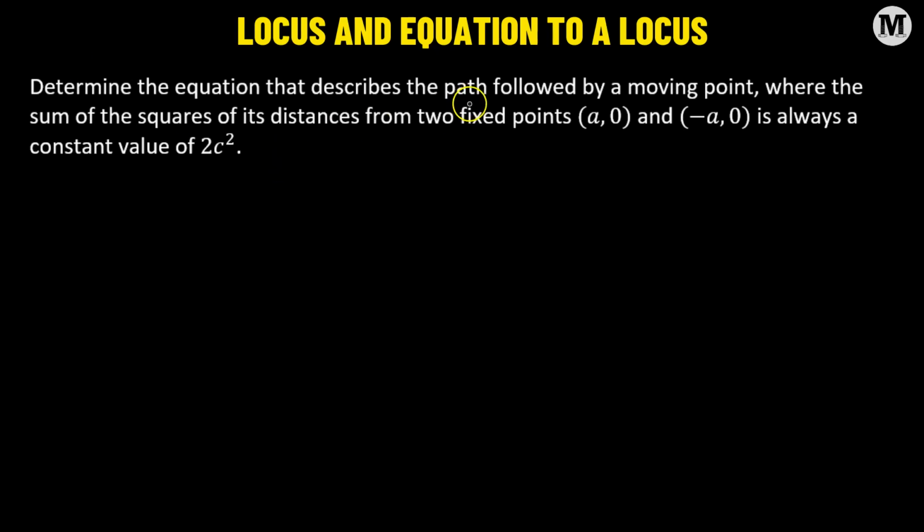Determine the equation that describes the path followed by a moving point where the sum of the squares of its distances from two fixed points (a, 0) and (-a, 0) is always a constant value of 2c squared.